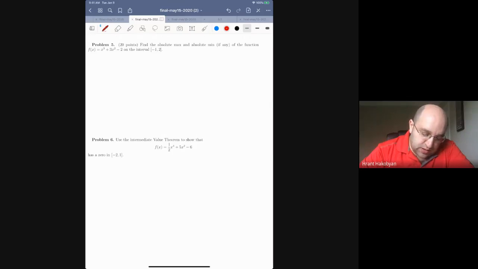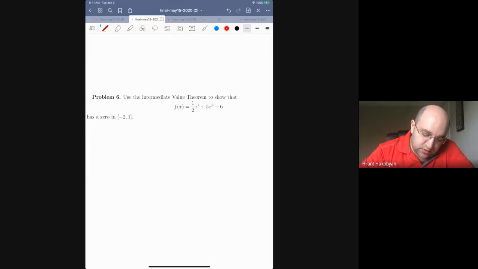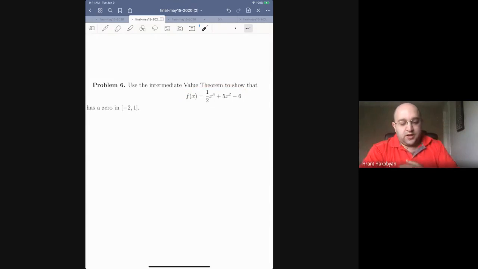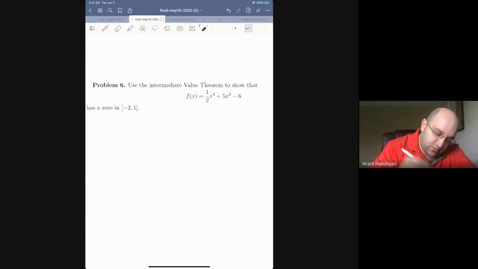Okay, so number 6. Use the intermediate value theorem to show that this function has a 0 in negative 2, 1. So what does that mean? So the intermediate value theorem was the following. If you have a function which is continuous, like in this example, here it's a continuous function. And if you know that at one of the endpoints, so maybe I should write that down.